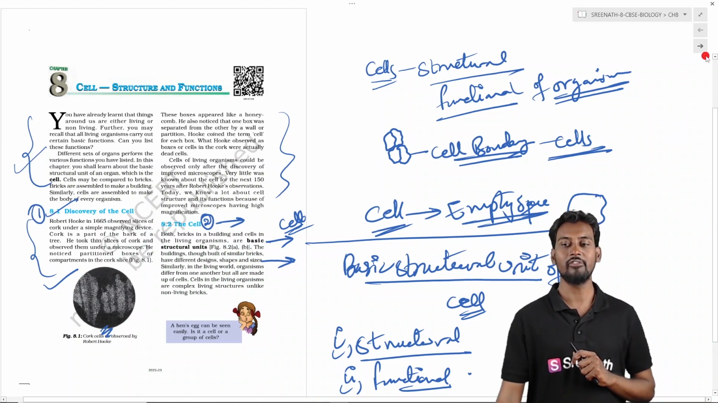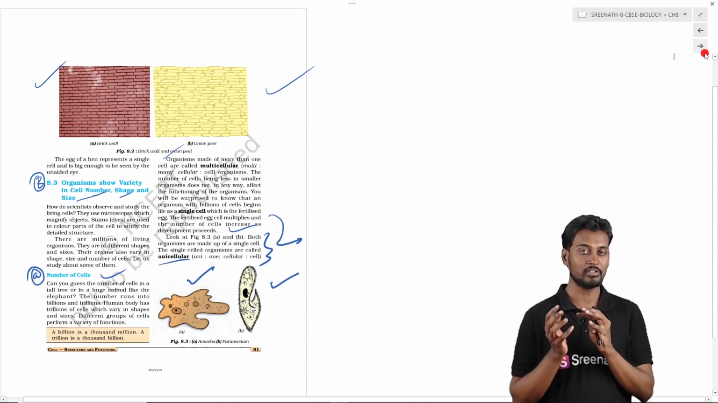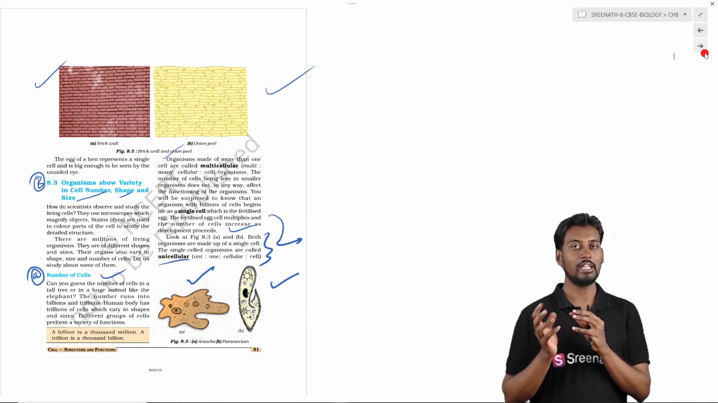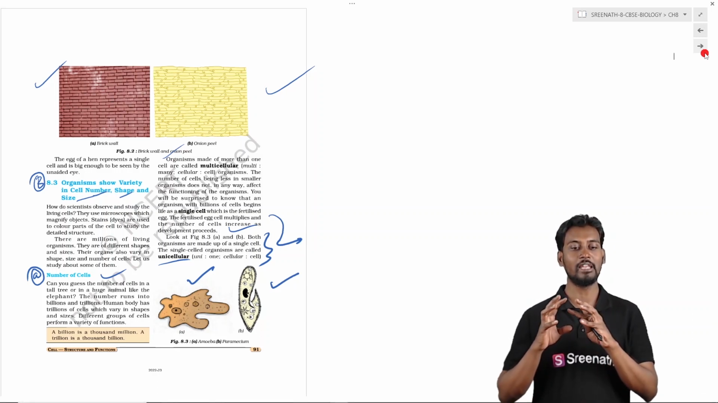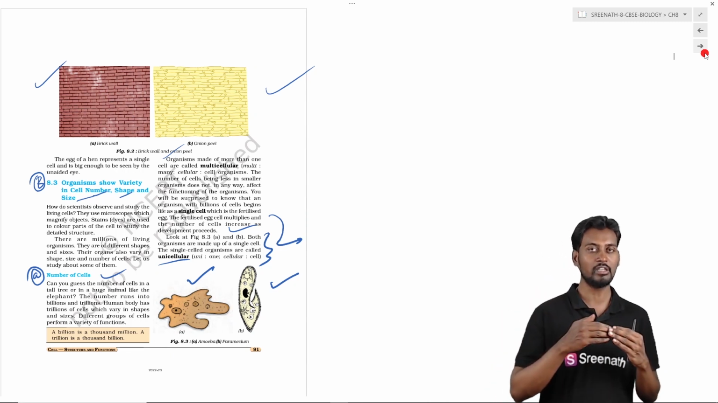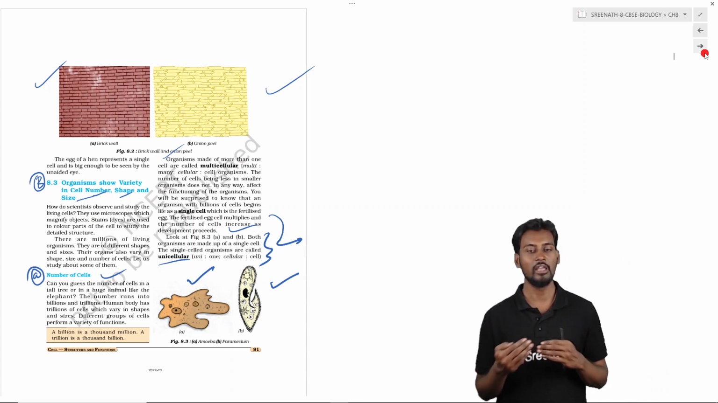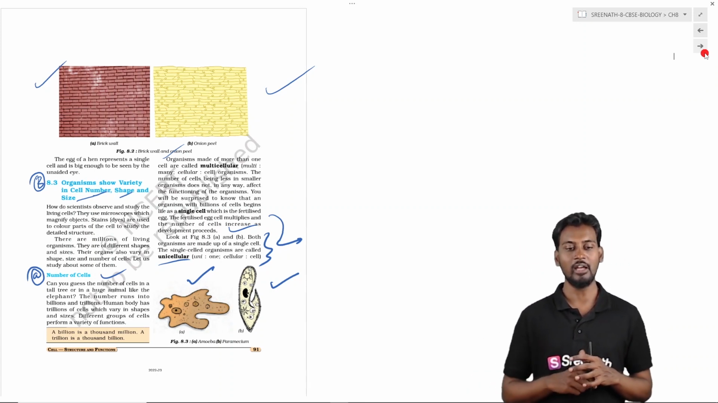The cells have differences in shape, size, and also in appearance. When you look at cells, they show differences in terms of structure and also differences in terms of function. So it is a diversity in terms of structure and function.